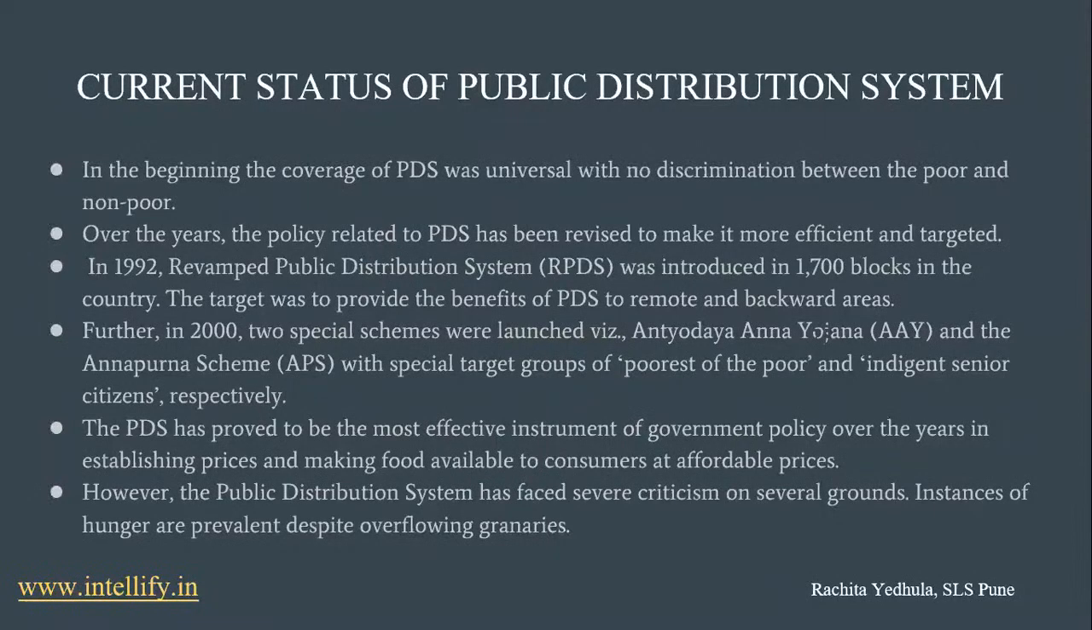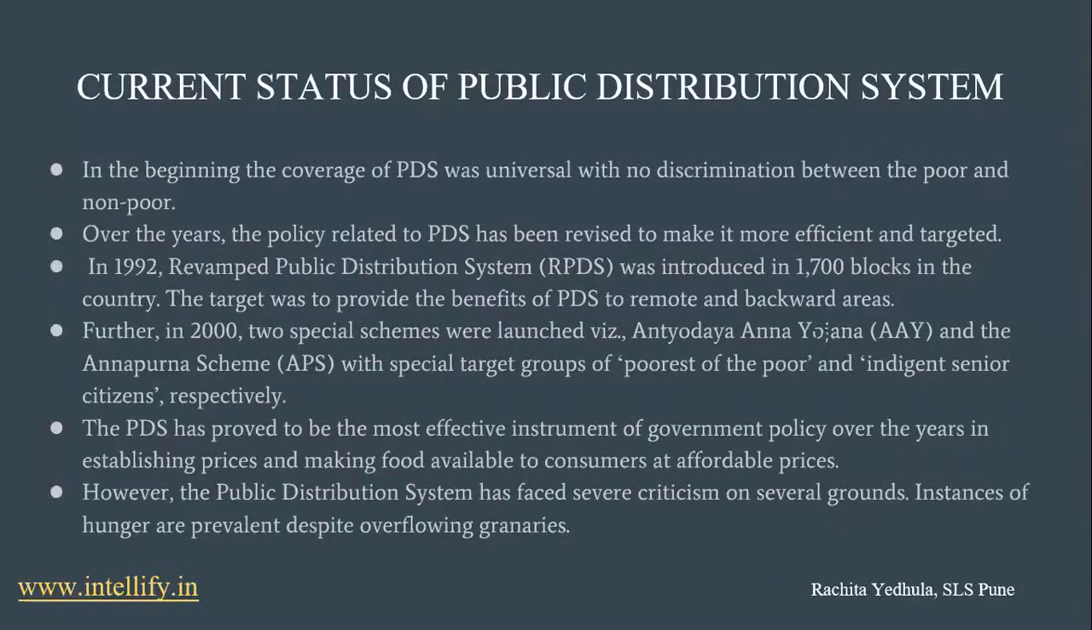In the beginning, the coverage of the PDS system was universal with no discrimination between the poor and non-poor. That is, all its policies applied the same throughout the country to every person. Over the years, however, the policy related to the PDS system has been revised to make it more efficient and targeted. That is, so that only the ones that really need it benefit, the program was redesigned. In 1992, revamped public distribution system was introduced in 1700 blocks in the country. The target was to provide the benefits of PDS to remote and backward areas.